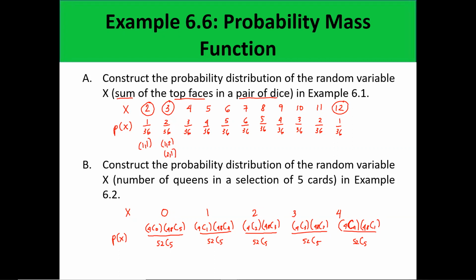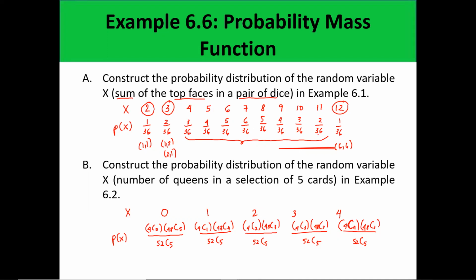Now, for x equals 12, the only outcome is 6, comma 6. So the probability is 1/36. You can just verify that these are the probabilities when x is equal to 4 up to 11. Now observe that all the probabilities are non-negative, and when you add all these probabilities, the total is always equal to 1.